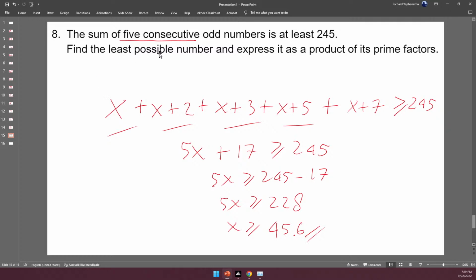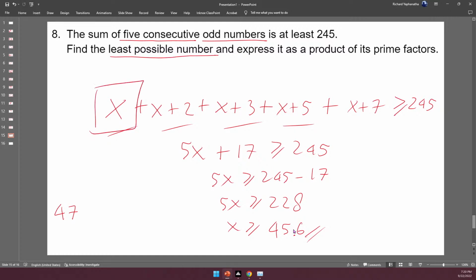The question is to find the least possible number and express it as the product of the prime factors. Huh? Find the least possible number. Oh, because it says it is an odd number, so it cannot be a decimal. That's why the least possible number, and it said that it is an odd number. Because of that, the x must be, the closest one is 47. Why 47? Because it asks for the least possible number.